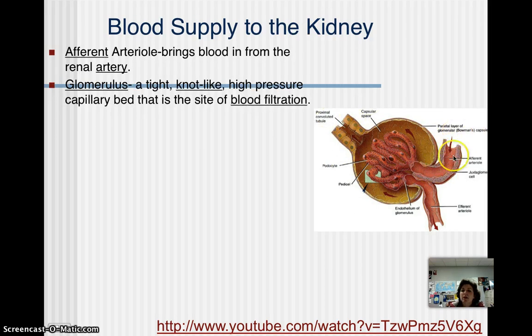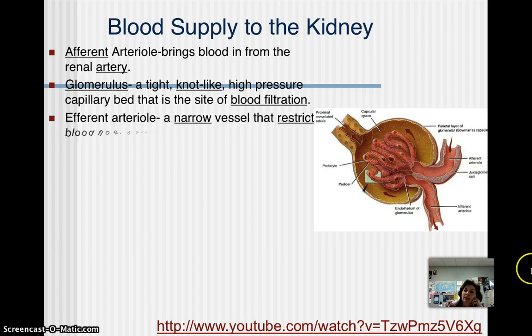So we have blood coming in the afferent arteriole. It goes into this ball-shaped capillary bed called the glomerulus. So it's knot-like, kind of shaped like a knot. And it's a high-pressure capillary bed that's the site for blood filtration.